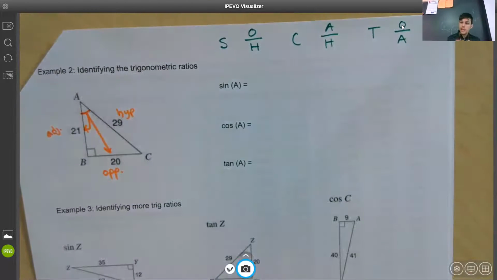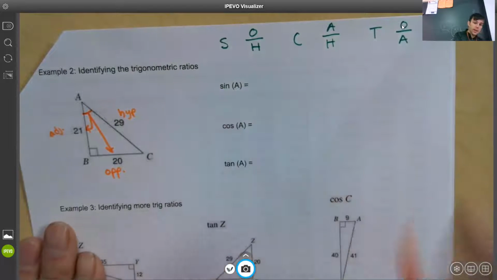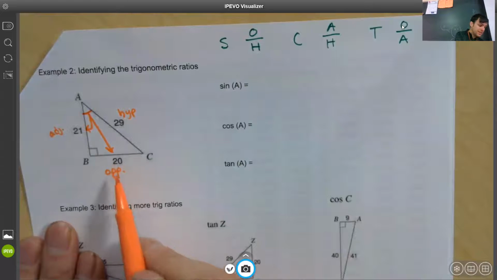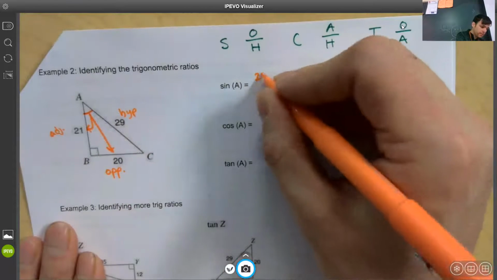All right, so let's go ahead and identify what these particular ratios will be. The sine of angle A is opposite over hypotenuse. So that's going to be 20 over 29.